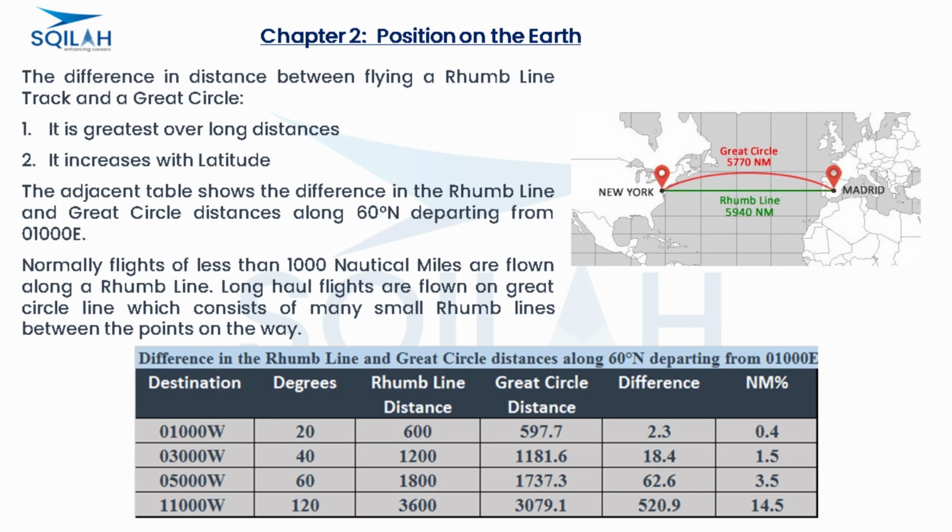The difference in distance between flying a rhumb line track and a great circle is greatest over long distances. It increases with latitude. The adjacent table shows the difference in the rhumb line and great circle distances along 60 degrees north departing from 100 degrees east. Normally, flights of less than 1,000 nautical miles are flown along a rhumb line. Long-haul flights are flown on a great circle line, which consists of many small rhumb lines between the points on the way.